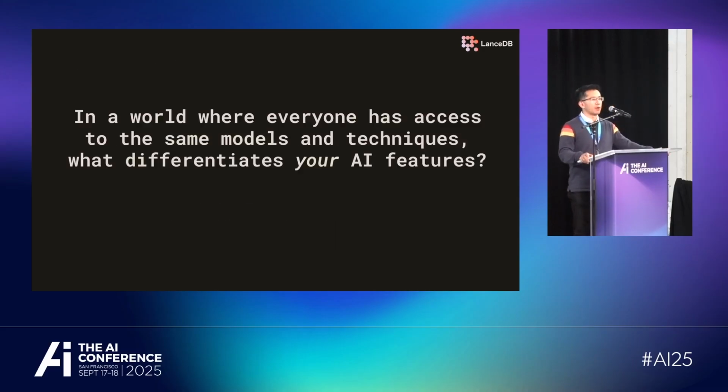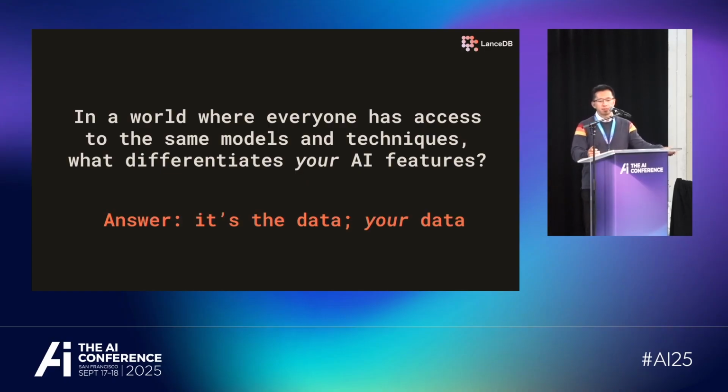So the central question that we want to answer today and with LanceDB is this. Everyone is interested in AI, but everyone has access to the same recent models and the same advanced techniques. So when you're building an AI feature for your company, we have to ask: what is the difference between your AI features and your competitors' AI features? We think the answer is the data. Specifically, it's your data. How you connect your enterprise data to your AI features and agents, that's the difference between a commodity and a differentiated AI product.